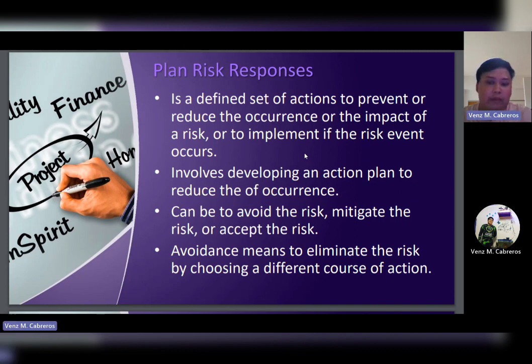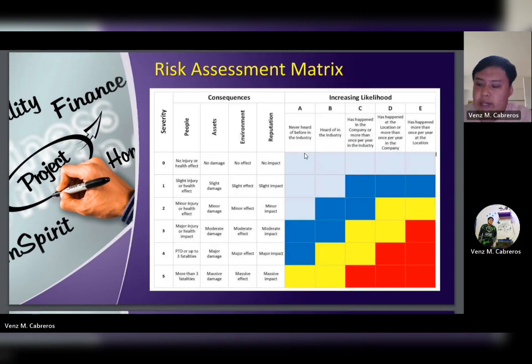Avoidance means to eliminate the risk by choosing a different course of action. Risk assessment matrix.